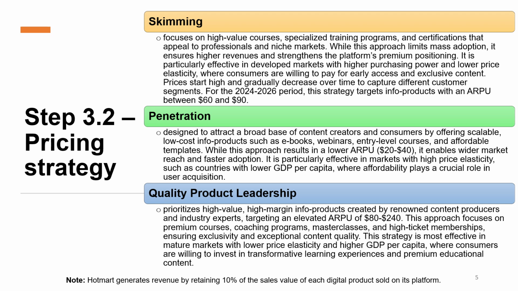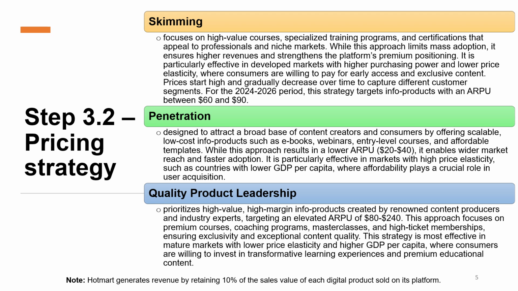The second strategy is market penetration. In this case, you aim for broad adoption by offering low-cost, scalable info products such as ebooks, webinars, and entry-level courses. Also, the producers of content that will operate here are everyone. So everyone can go there in your platform. You invite everyone to produce content and sell it at a really cheap price on the platform.